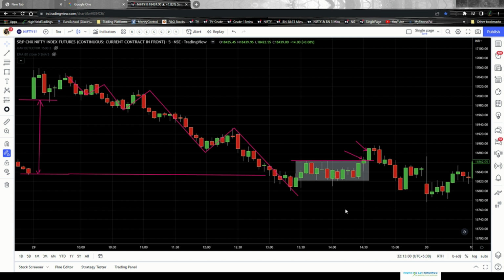So these are the few points that a particular trader might think and conclude that Nifty will go up after this particular breakout. But what happened in real time? Nifty went up for a while, faced a resistance here, and again it fell.